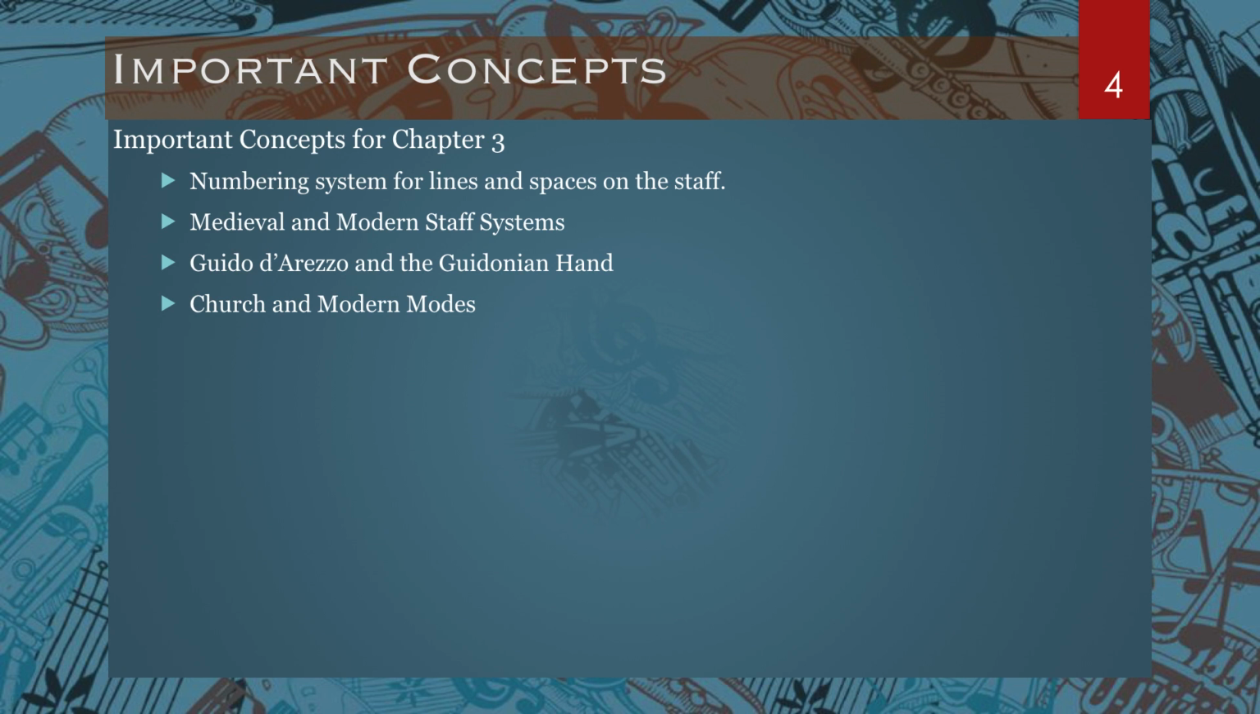Probably the most important concepts for Chapter 3 include the numbering system for lines and spaces on the staff, the medieval and modern staff systems, Guido di Arezzo and his Guidonian Hand, and the church and modern modes. So it's these concepts that you should be concentrating on specifically while listening to this lecture and reading your textbook.